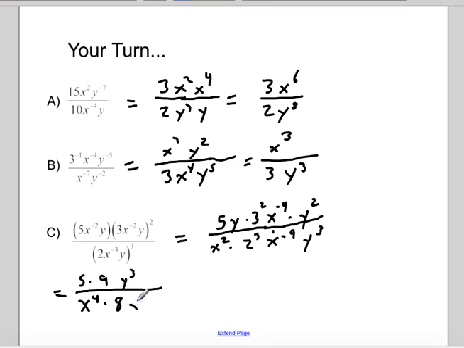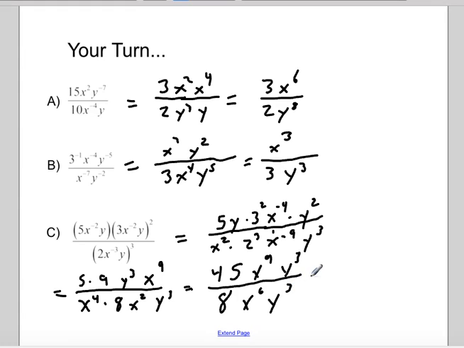I've got this x to the 2nd. X to the -9 can flip up and become x to the 9th. And then y to the 3rd is just staying down here. Okay, so now I've got 9 times 5 there is 45. Might as well write my 8 down while I'm at it. All right, we've got x to the 9th. We've got y to the 3rd. When I combine my x's down here, I get x to 6. And we've got y to the 3rd.